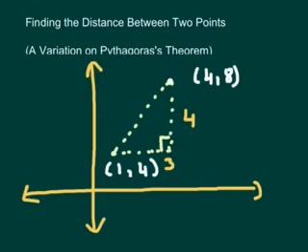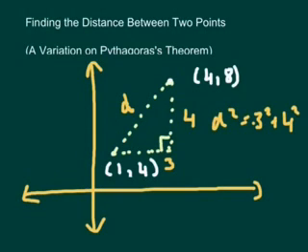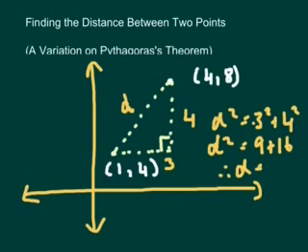And we know from Pythagoras' theorem, let's call this D for distance. We know that D squared is equal to 3 squared plus 4 squared, and that's going to equal 9 plus 16, which equals 25 of course, and the square root of 25 is 5. Okay, so that's using Pythagoras' theorem.